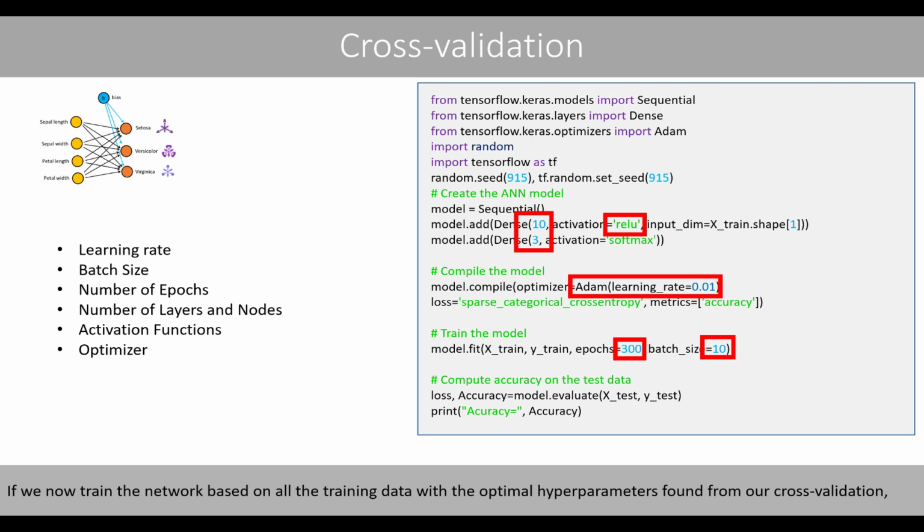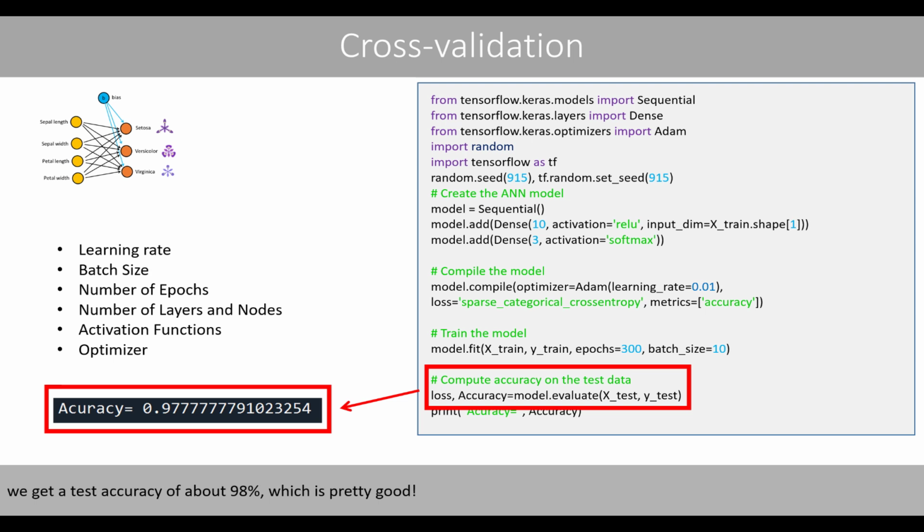If you now train the network based on all the training data with the optimized hyperparameters found from our cross-validation, we get a test accuracy of about 98%, which is pretty good.